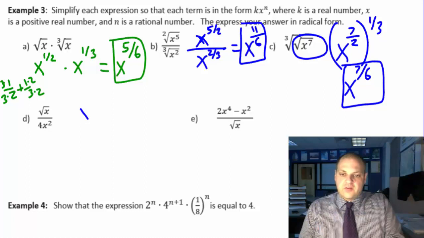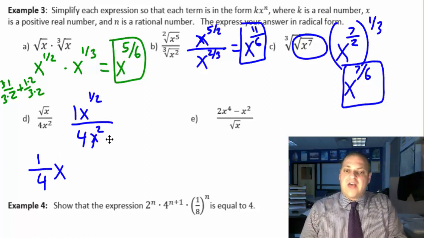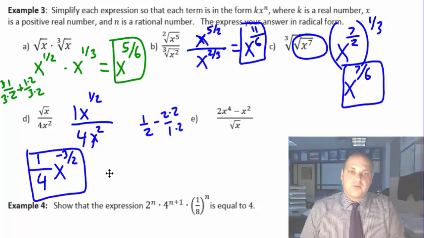All right, so this is x to the 1/2 over 4x squared. All right, so there's a 1 there, so that's 1/4. You got to write it as kx to the n. So that's 1/4, and then x to the what? Well, 1/2 minus 2 over 1. Common denominator. This is 1 minus 4. 1 minus 4 is negative 3 over 2. So negative 3 over 2. 1/4 x to the negative 3 over 2.